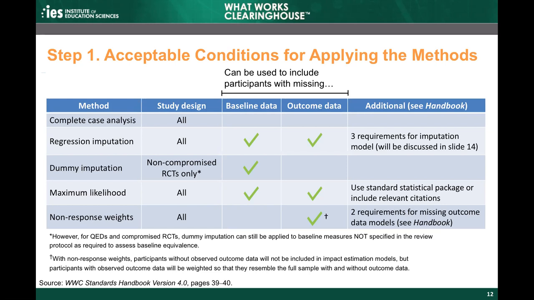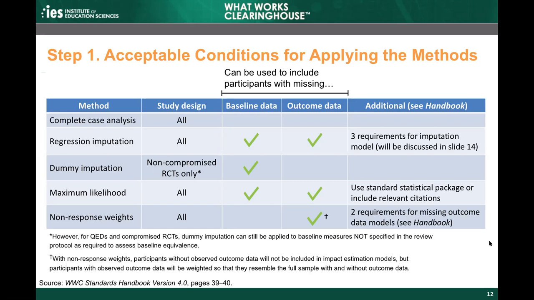So let's take a closer look at each of these methods. In row one, we have complete case analysis. From this table, we can see this is an acceptable method for all study designs, but cannot be used to include participants with missing baseline and/or outcome data. This makes sense given that we just said that the complete case method only uses participants with complete baseline and outcome data. In row two, we have regression imputation. From the table, we can see again that this method is acceptable for all study designs and can be used to include participants with missing baseline and/or outcome data. Further, this particular method has three additional requirements, which we're going to discuss later.